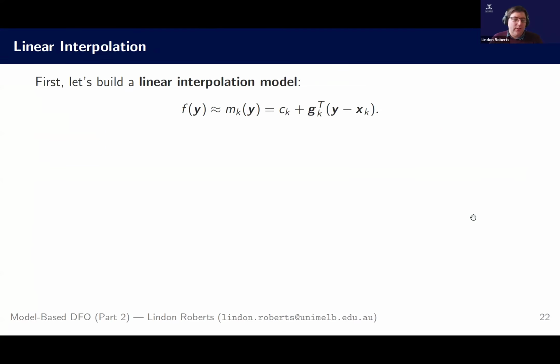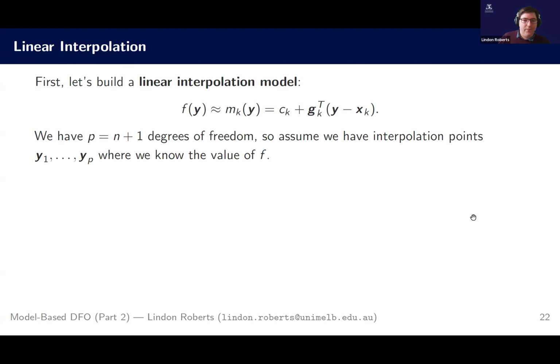So to start with, let's do linear interpolation again. We've looked at finite differencing. This is going to be a slightly more generic version of that. So let's say we want to construct a linear model, and now I'm going to assume the constant is up for grabs as well. So we've got a constant and a model gradient to fill in. So we've got n+1 degrees of freedom in our model, which means, let's call it p, which means we have to sample the value of f at p different points. So y1 up to yp, where we know the value of f.